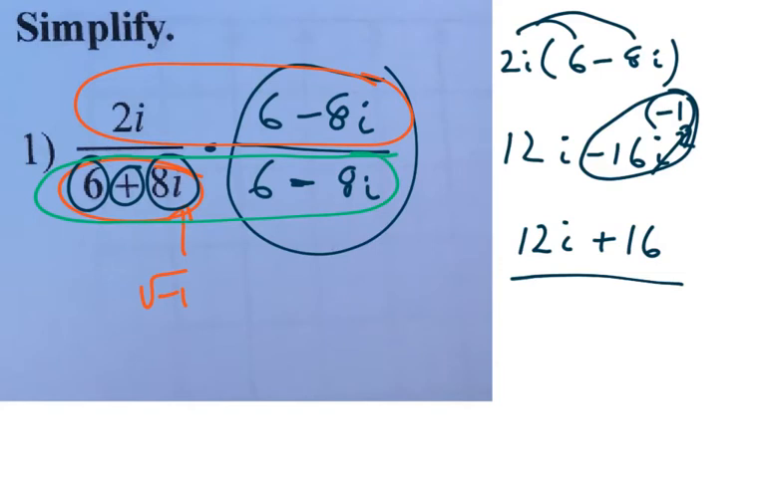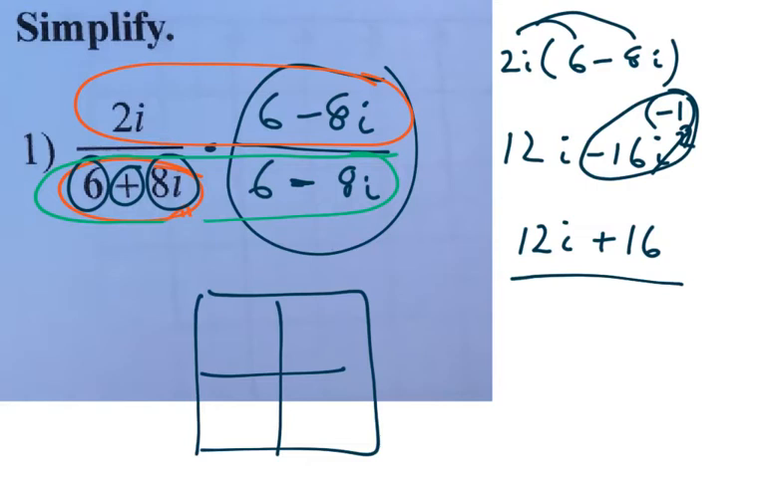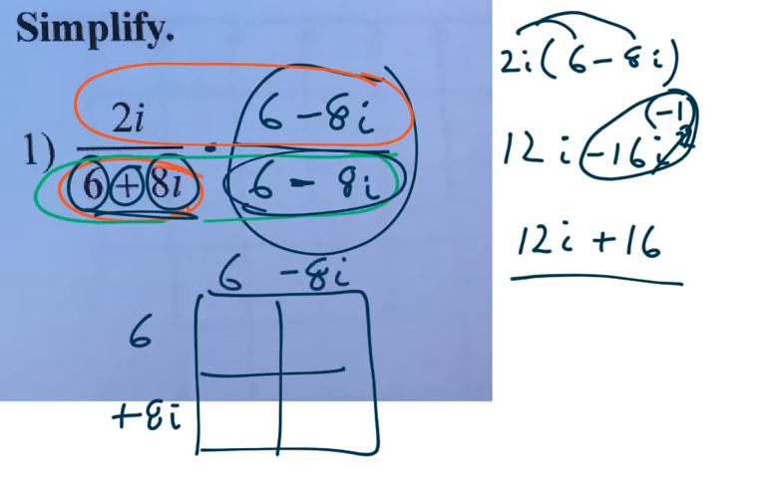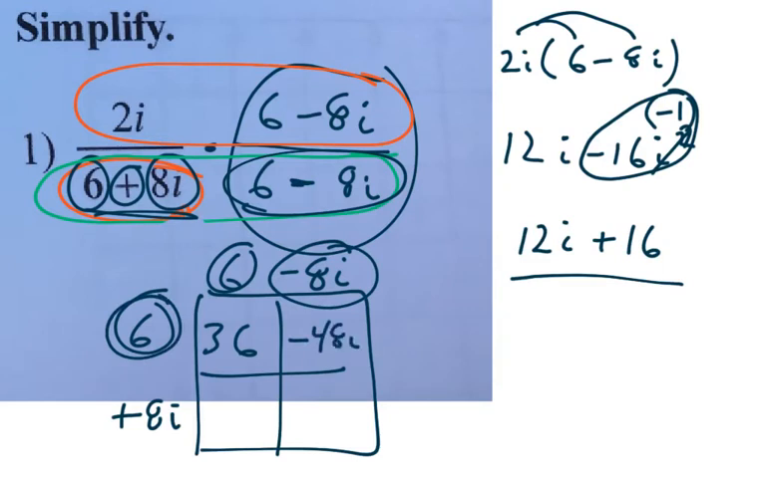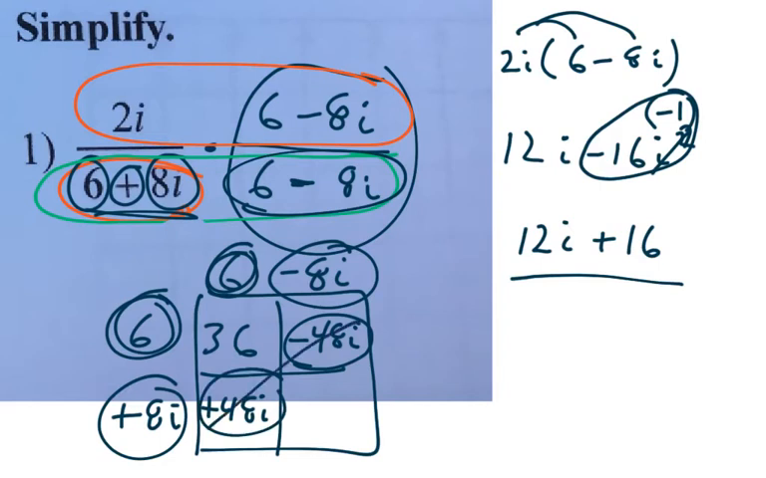Okay? Now, let's do the denominator. We'll use the area model. Let me give myself some space here. We're going to set up our area model here. We're going to take 6 plus 8i, times that with 6 minus 8i, its conjugate. 6 times 6 is 36. Negative 8i times 6, negative 48i. 6 times 8i is positive 48i. See how these cancel out? No more i's, no more square root of -1s.